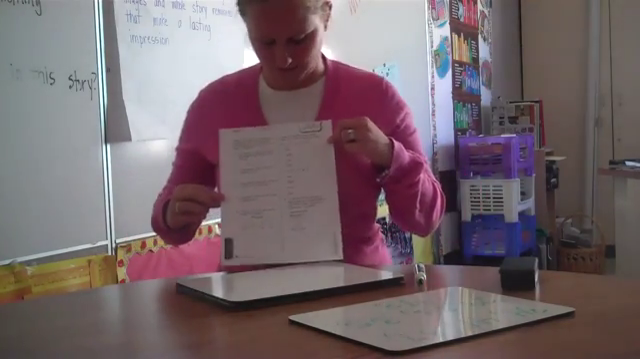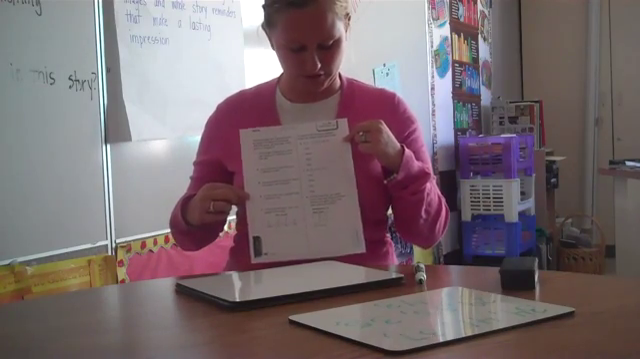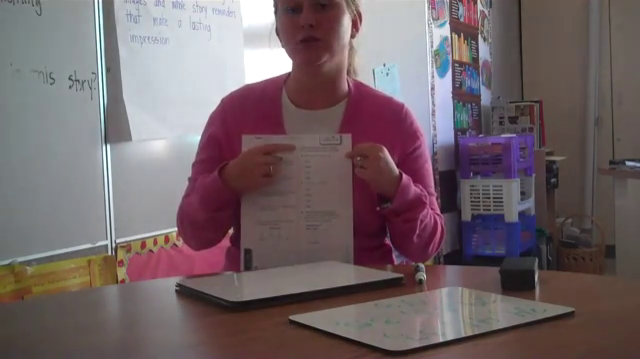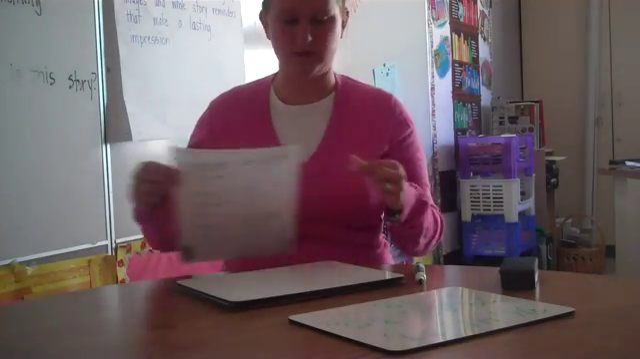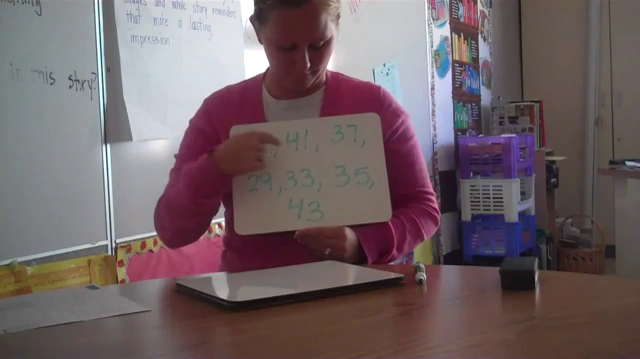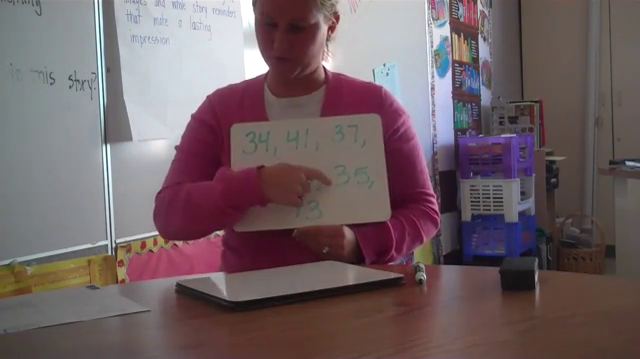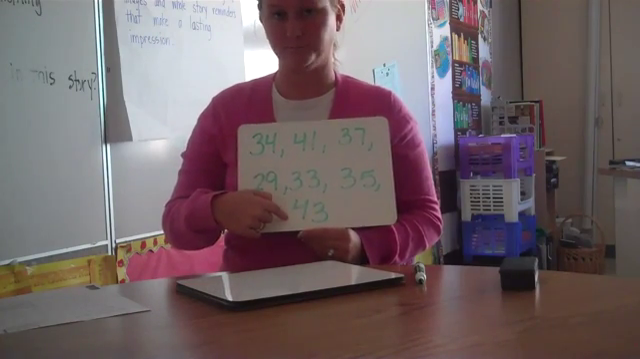On the other side, it says for 6 and 7, you need to find the mean, median, mode, and range for each set of data. I'm going to go ahead and do number 6 with you. Okay, so number 6 has these numbers on it. It says 34, 41, 37, 29, 33, 35, and 43.